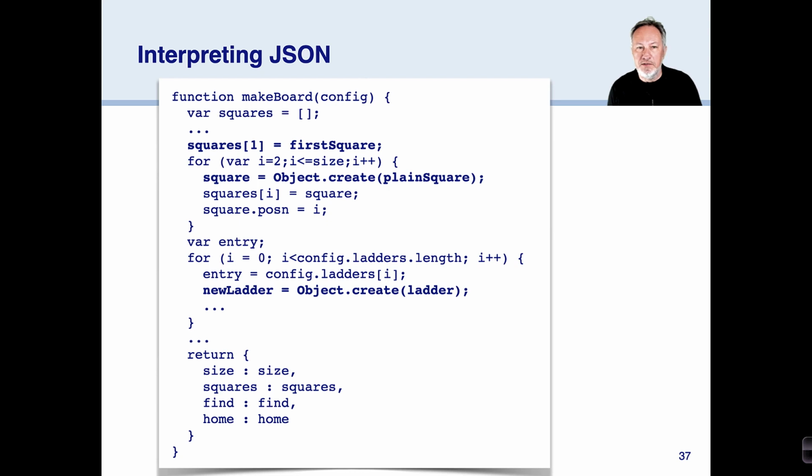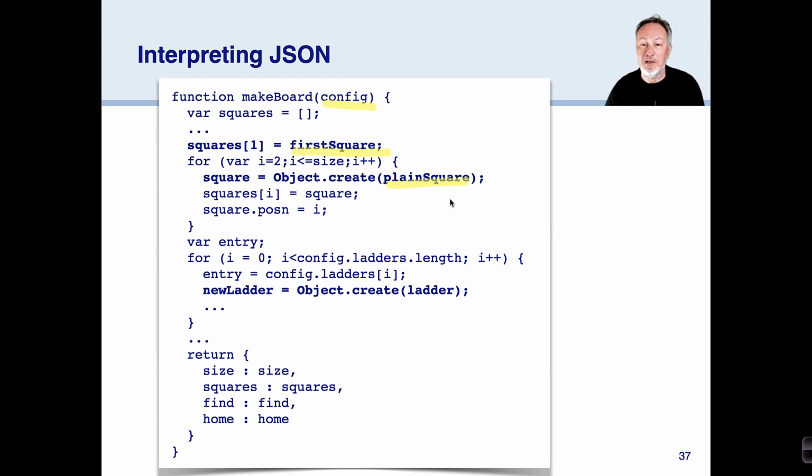Now what we can do is interpret this JSON by loading it into our application. Here we take the configuration as an argument to make board, and we simply walk through it, so we initialize our board to the number of rows and columns that we need. The very first square is going to be the instance that we have already. We already created first square. We don't need multiple instances of first square, so there's no need to clone it. We just directly use it.